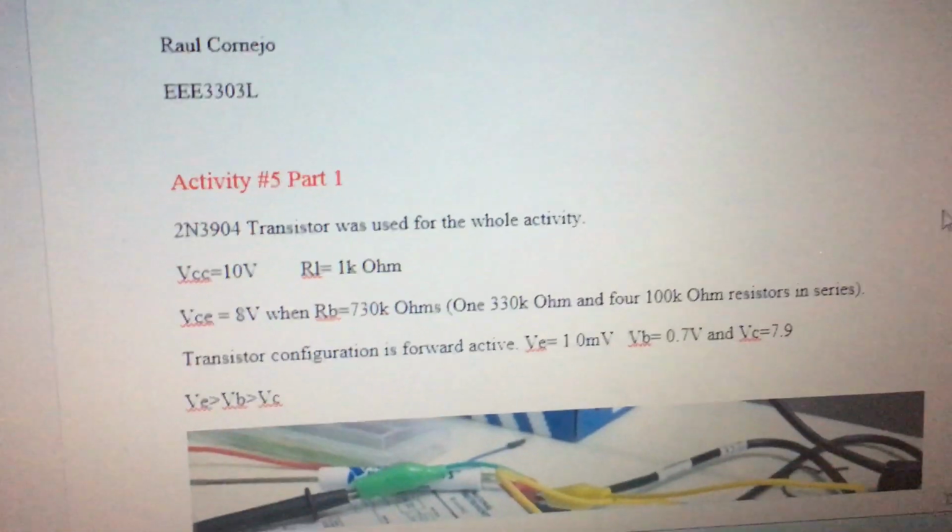Hello, my name is Cornejo, and this is Lab Activity number 5 for EEE3303L. This one mainly deals with transistors, and here is the lab report I have written up.